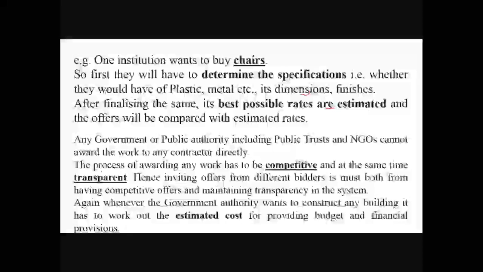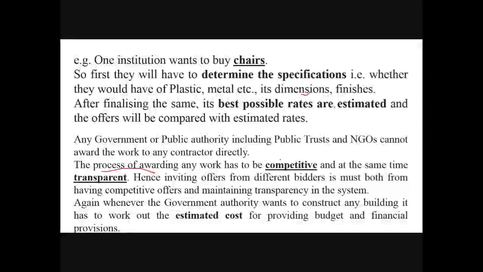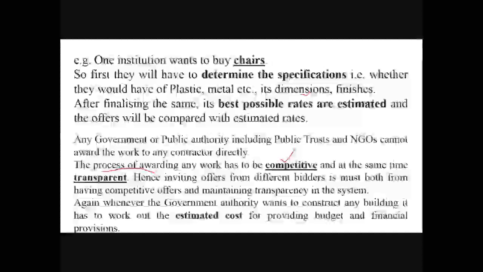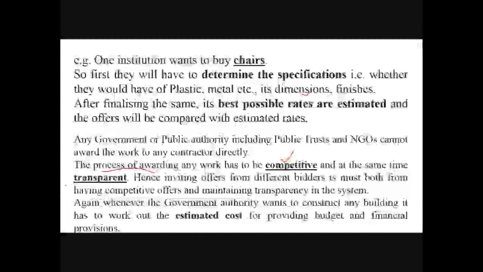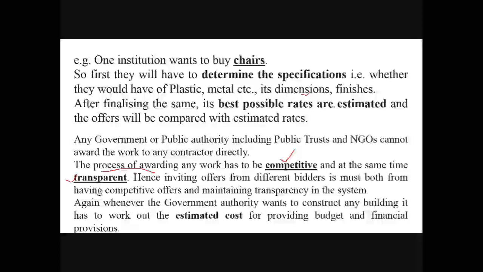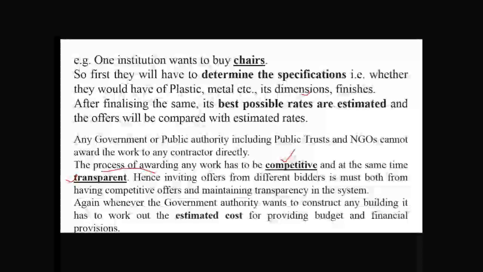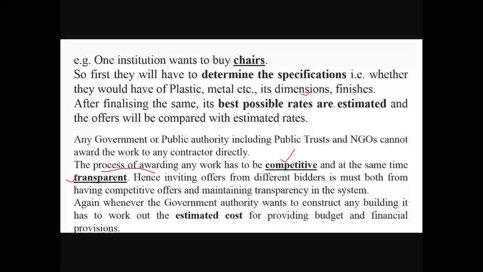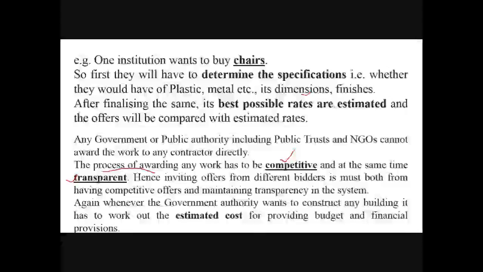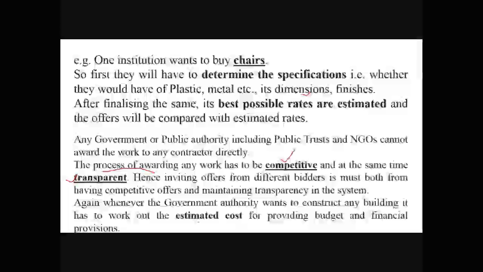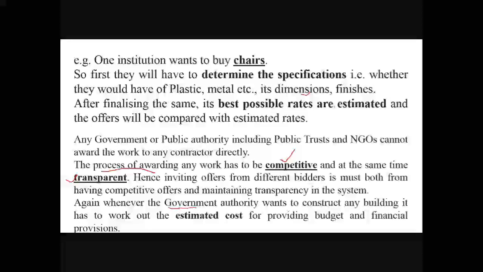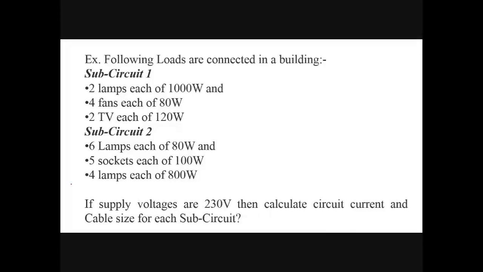I have told you that the process of awarding any work should be competitive. There must be a comparison between different vendors, different companies, or different shops, and this must be a transparent process. Because of this transparent process, we can curb corruption. This is called the estimated cost. Believe me, whenever you are working in the government sector, you have to follow these ethics and rules. This is the part we are interested in for today's lecture.